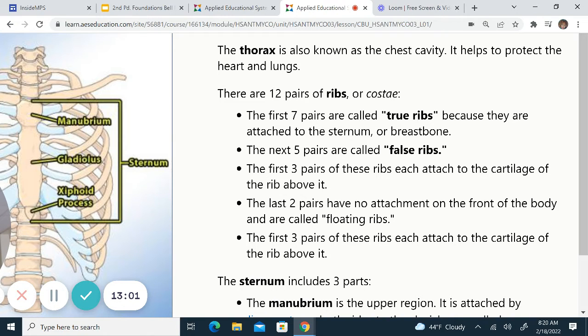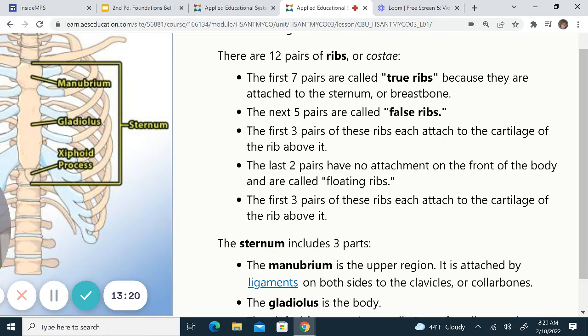Alright, so the next 5 pair are called false ribs. The first 3 pair of these ribs each attach to the cartilage of the rib above it. So if you see here, they're attached to the rib above it. That's what I call the false ribs. And then the last 2 have no attachment on the front of the body, so they are called your floating ribs.